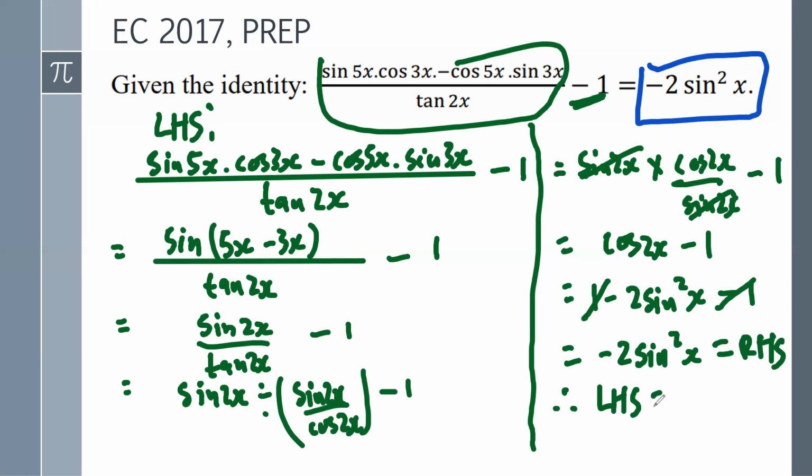Let's write our conclusion nicely. Therefore, it follows that the left-hand side is equal to the right-hand side. End of truth. If you like, you can even write QED, which translates as end of illustration.